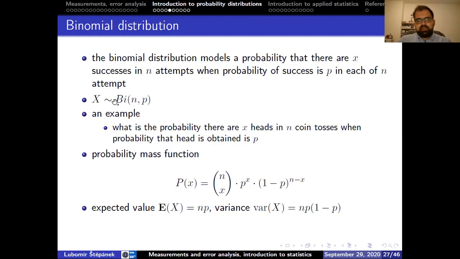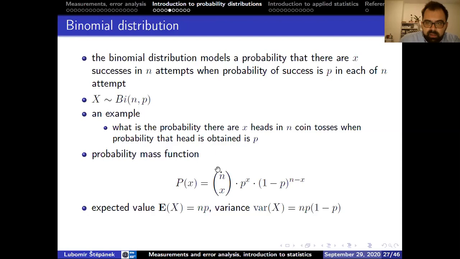An example. What is the probability that there are exactly X heads in N coin tosses? Just for the example, I have an unbiased coin and I'm tossing it repeatedly. What is the probability that there are X heads in N tosses, when the probability that a head is obtained is equal to P? There is a probability mass function, which should be familiar, because it's just a calculation of the binomial coefficient, high school mathematics, combinatorial numbers.